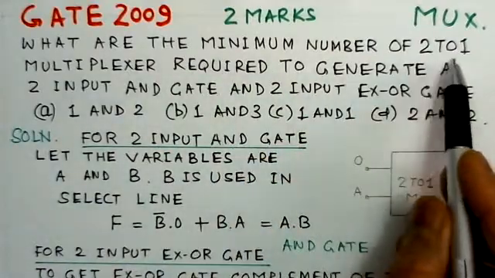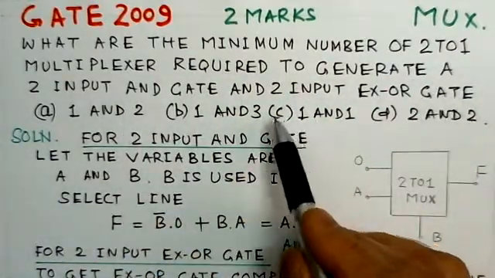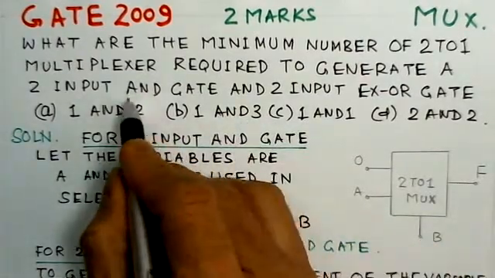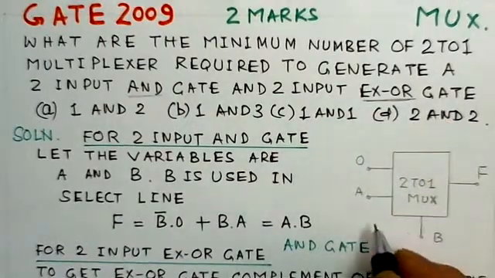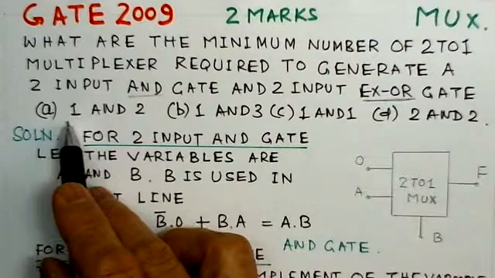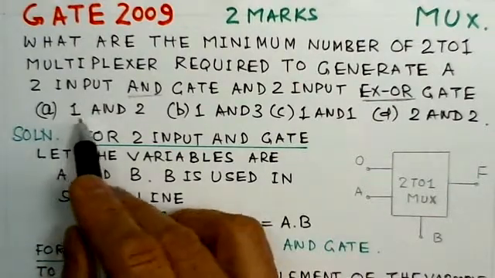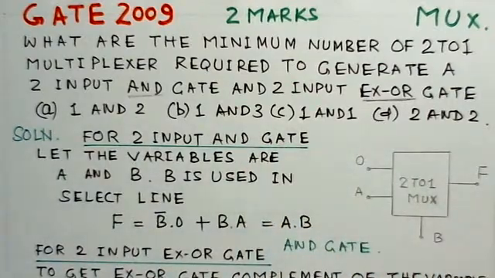What is the minimum number of 2 to 1 multiplexers required to generate a 2-input AND gate and a 2-input XOR gate? These need to be generated. How many multiplexers will you need for this? 1 and 2. In the first case 1, in the other case 2, and so on. There are different options given here.